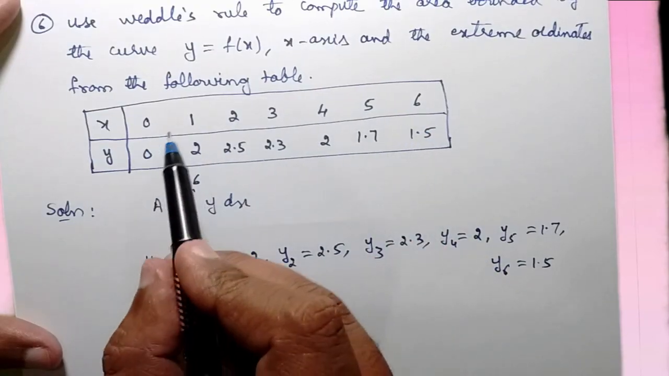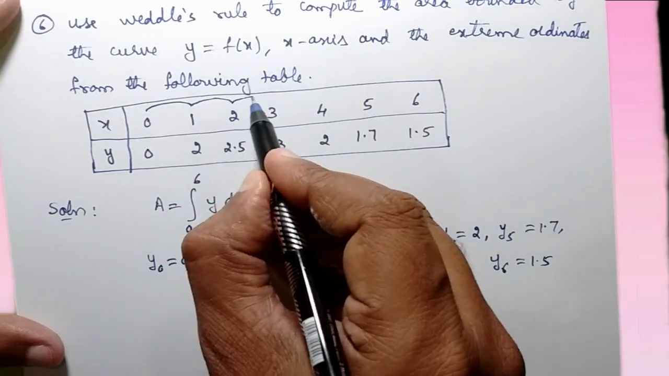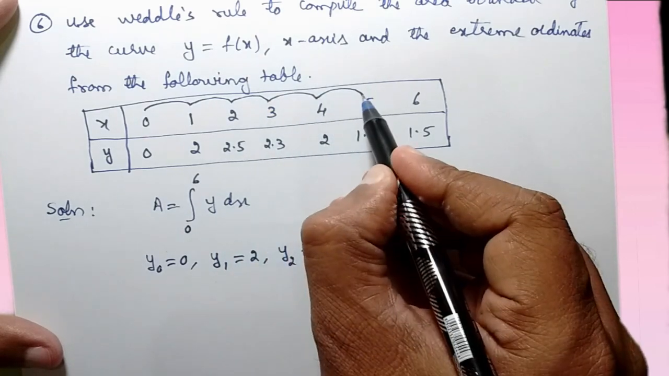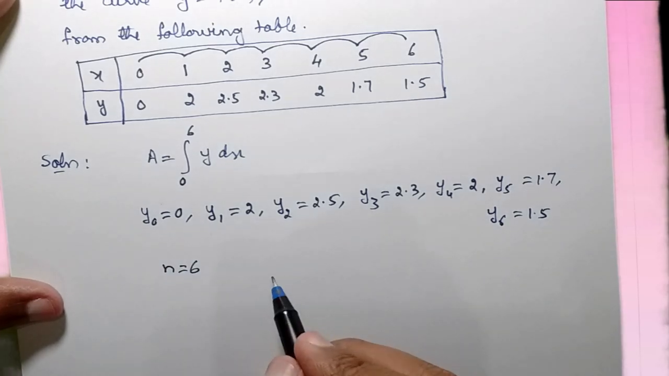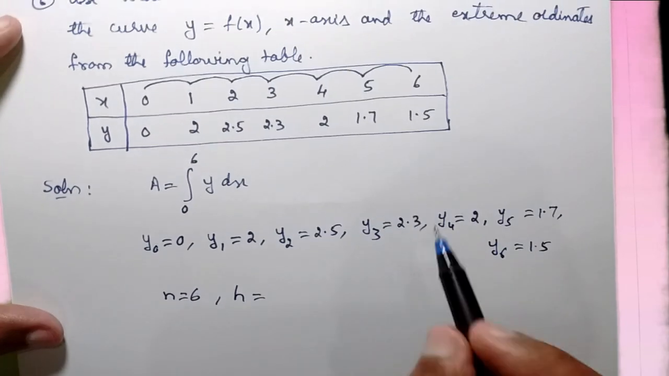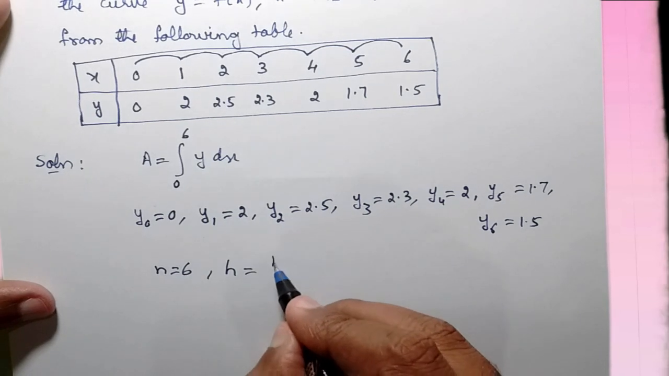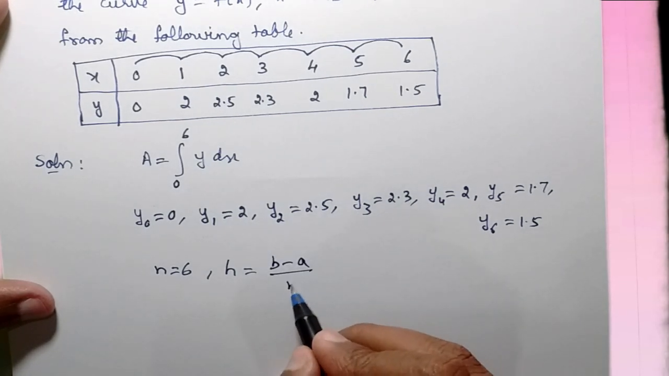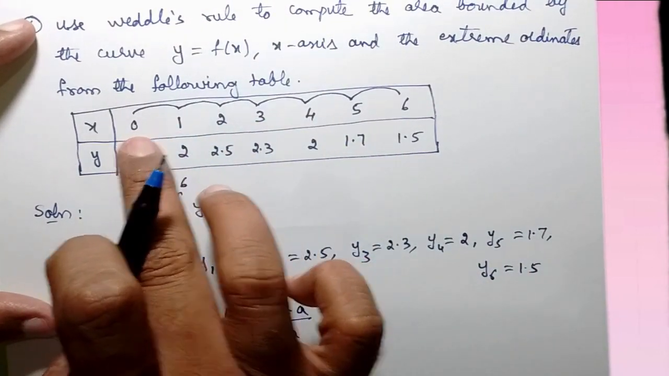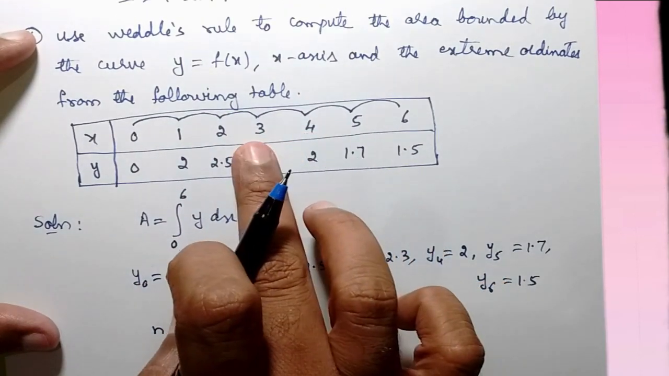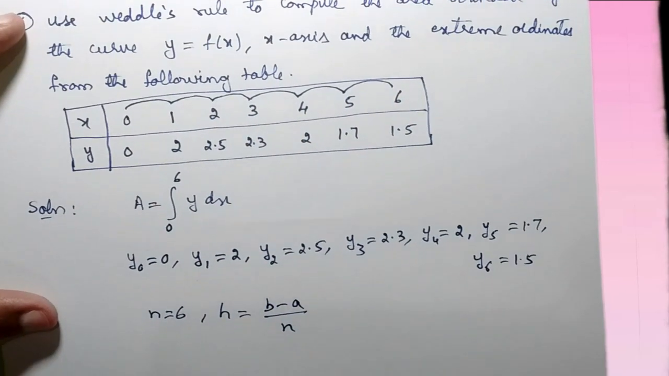So we know all the values from y0 to y6, and we have to use the Weddle's rule. If you try to see the intervals 0 to 1, so you have to see the range. This is 1, this is 2, this is 3, this is 4, this is 5, and this is 6. Alright, so the value of n is given as 6 over here. What will be the value of h here? H means you have to just see the difference. Either you can use the formula, that is b minus a divided by n, or directly you can see the difference here. 1 minus 0, 2 minus 1, 3 minus 2, 4 minus 3, 5 minus 4, 6 minus 5. Is the difference 1? You can see. So h value is already given as 1 there.